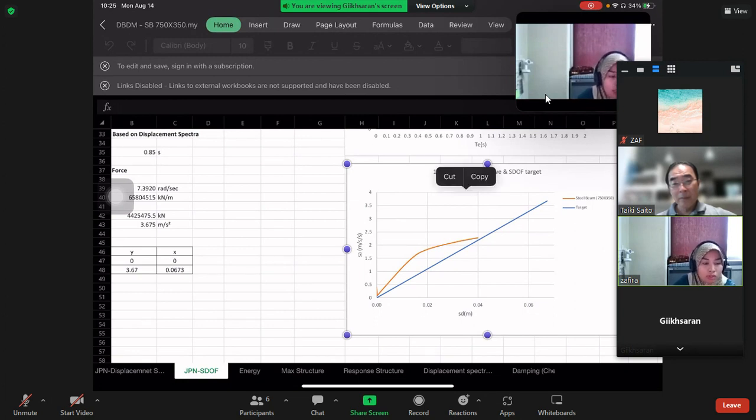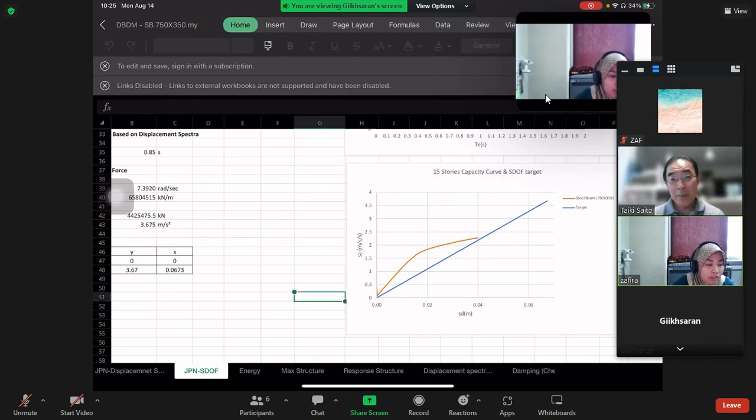This means the design is not good. So next time, please use the capacity curve for 1/100. You put the wrong data here.